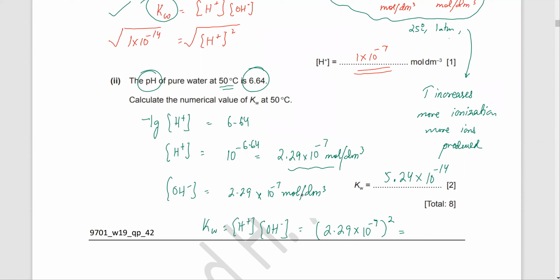And the unit for Kw is, remember, mole squared dm minus 6. It's basically concentration, but remember, don't forget the unit. It's concentration multiplied by concentration.